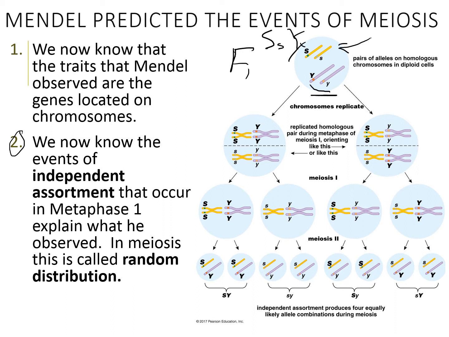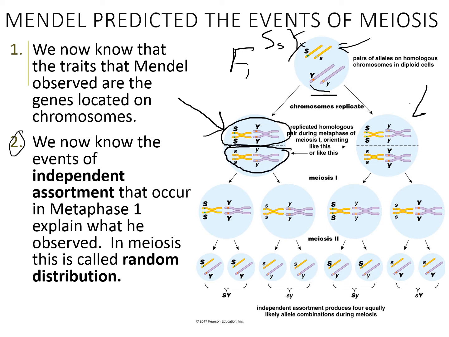Random distribution, when metaphase 1 occurs, one option is shown here. So one pair of chromosomes are on top, big S, big Y, big Y. And in this case, both dominant alleles are going to segregate into one gamete. So that gamete is going to get the dominant alleles. The other gamete here is going to get the recessive alleles. The other possibility is this.